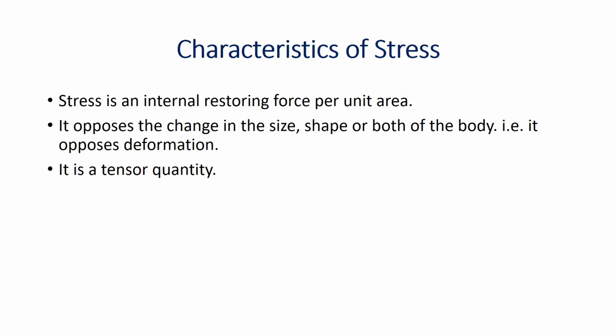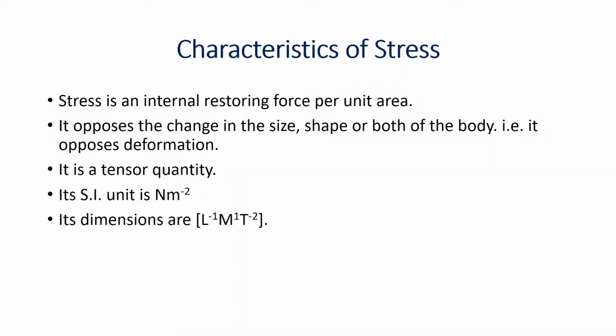A tensor is a physical quantity which is neither scalar nor vector. They don't have a definite direction. They may have different values in different directions. These quantities have magnitude and directions, but they do not obey the rules of vector addition. Other examples of tensor quantities are moment of inertia, surface tension, electric current, etc. Its SI unit is Newton per square meter. Its dimensions are L^-1 M^1 T^-2.